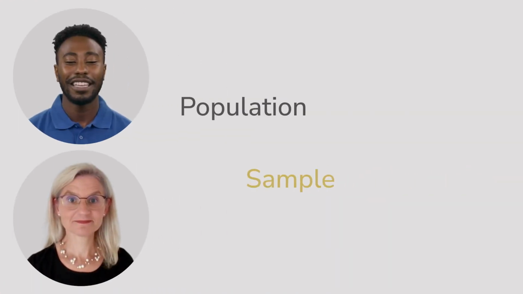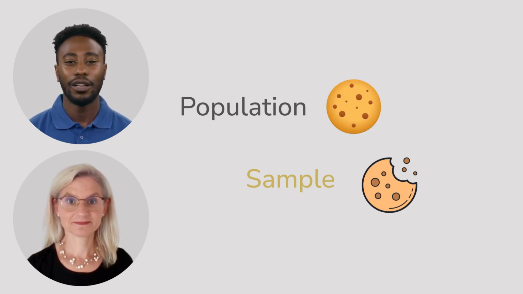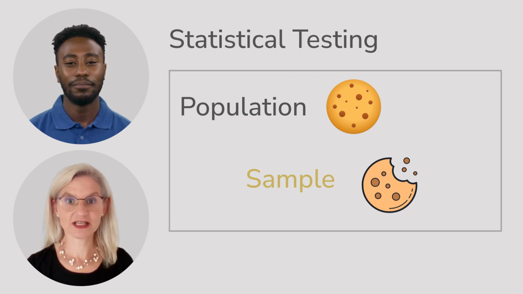In the population and sample video, we learned that usually we can only collect data from a sample, not from the whole population. But isn't that like judging a whole cake just by tasting one crumb? Exactly. A sample is only a small piece of the story. Descriptive statistics let us describe that piece, the crumb. But what we really want to know is, what does it tell us about the entire cake, the population? That's where statistical testing comes in.